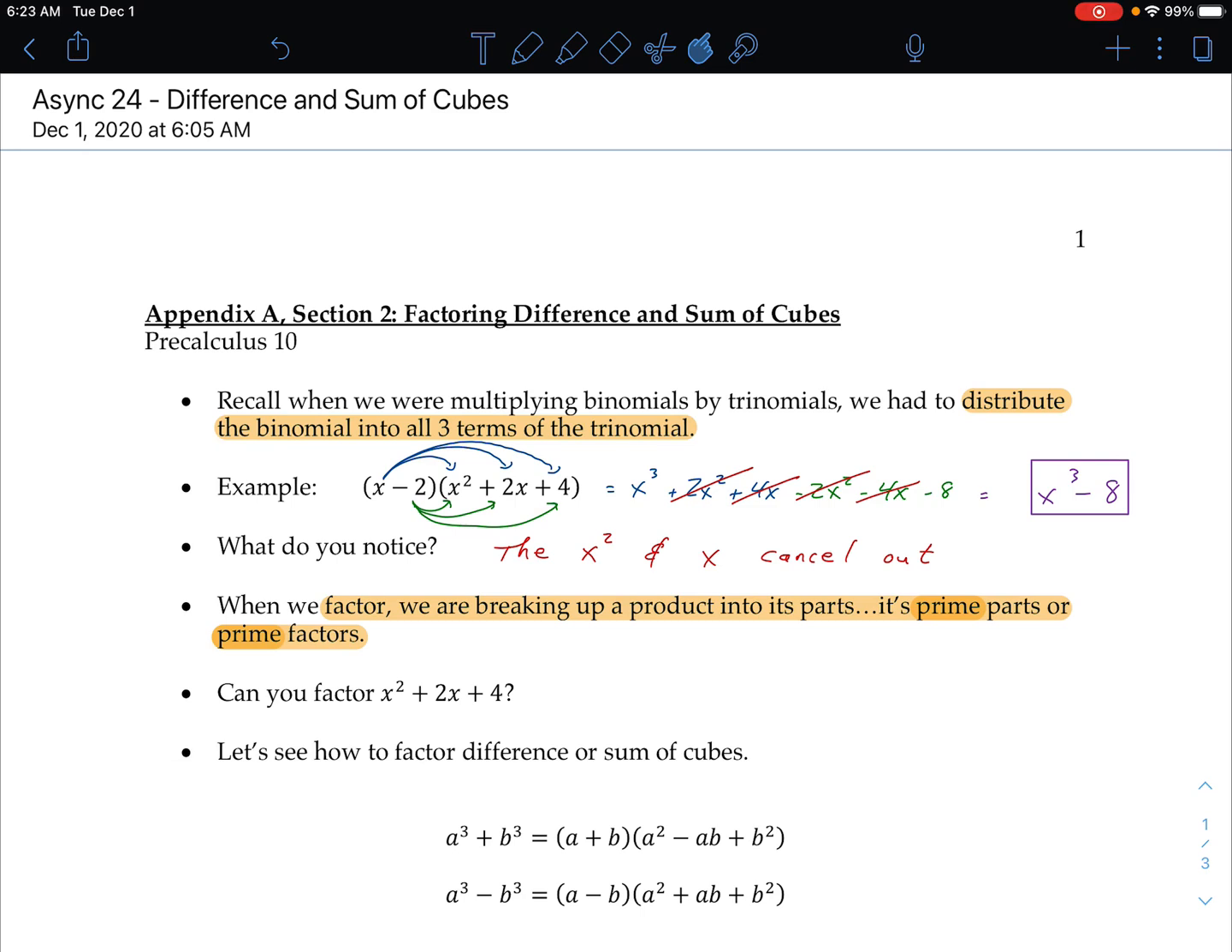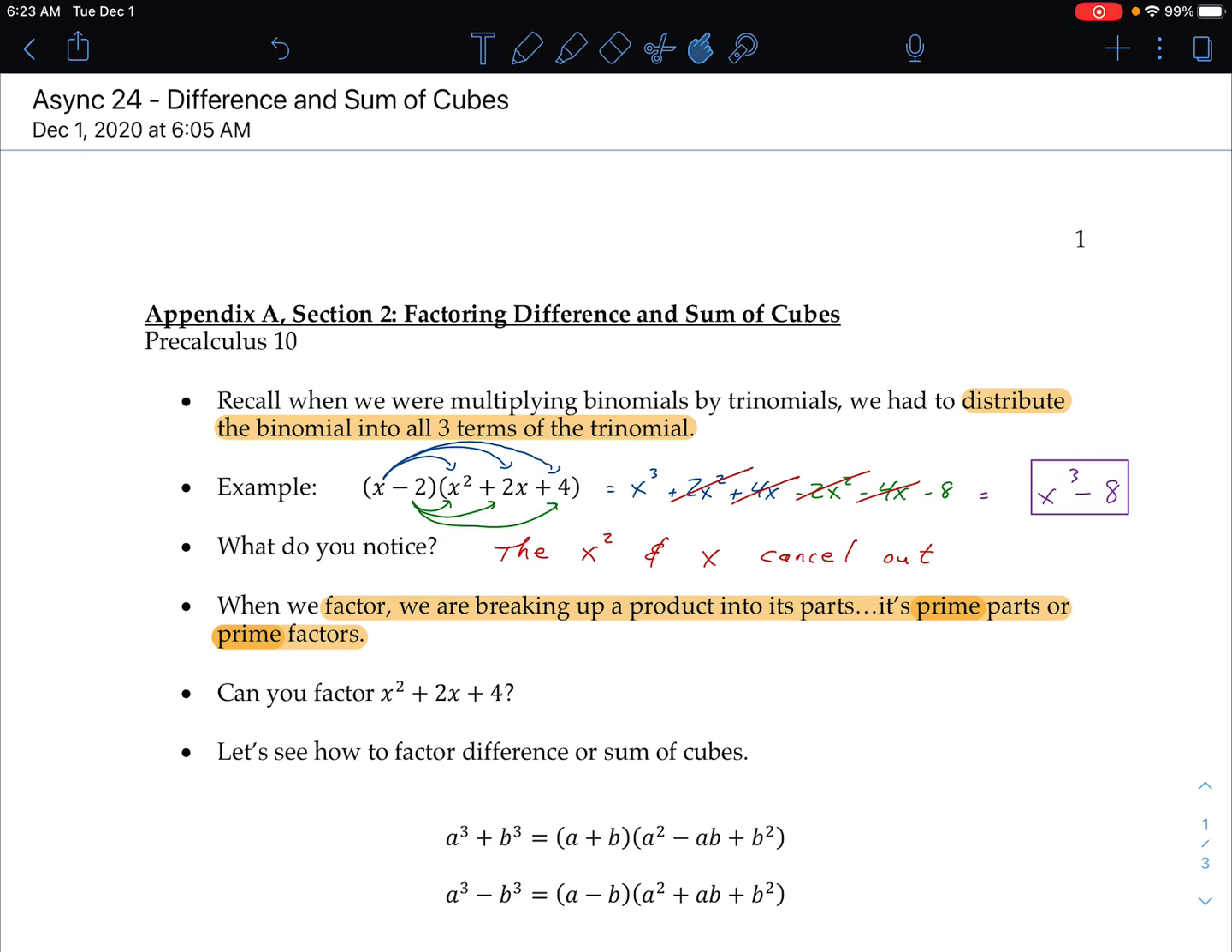Can we go from x to the third minus 8 to that binomial times trinomial? What's the pattern? How do we get there? Also, as a side note, we know the binomial, x minus 2, is prime. Is x squared plus 2x plus 4, the trinomial to the right, prime? In other words, can I break that down any more?